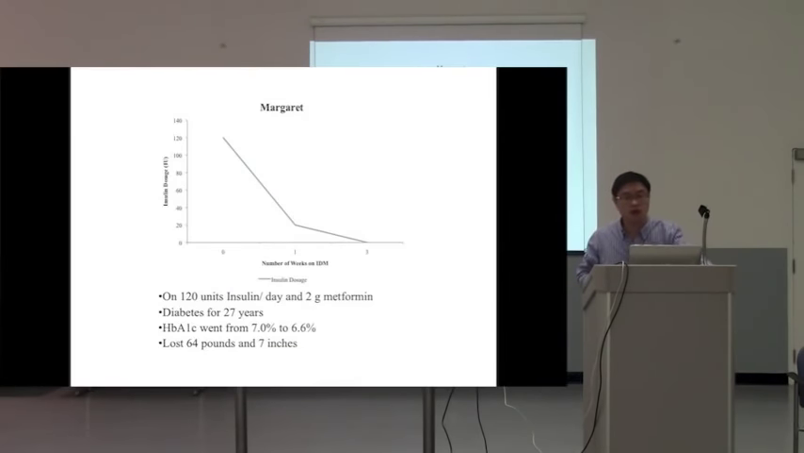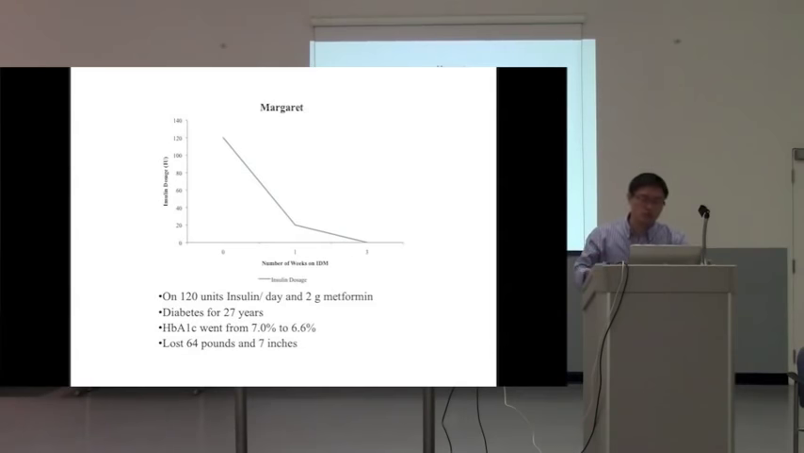So I'm going to start off with a case. This is the case of Margaret. We're going to have a chance to talk to her afterwards. She had been diagnosed with diabetes for 27 years and started insulin about 8 years ago, and she was really desperate by the time I saw her. When I saw her in the office, she could barely drag herself in. She had no energy, she couldn't move.